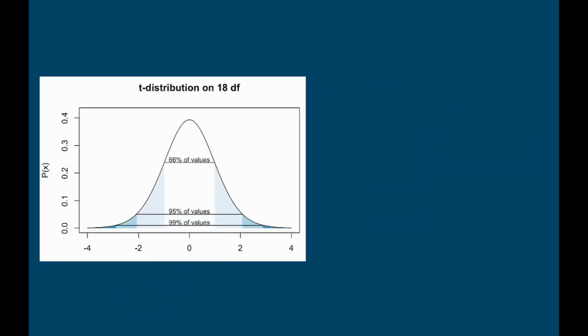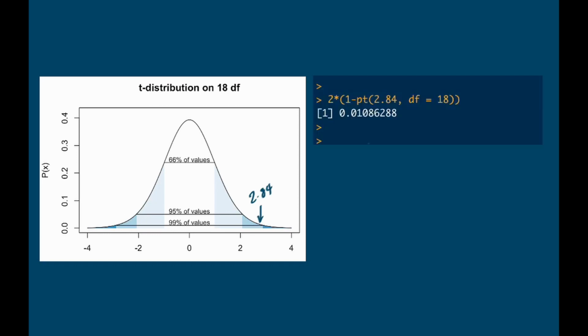Well, this is the t-distribution on 18 degrees of freedom, and I've plotted the areas under that curve where you'd expect to get 2/3 of all the values, where you'd expect to get 95% of all the values, and where you'd expect to get 99% of all the values. And we can draw in where our value of 2.84 would be, and you can see that our value of 2.84 is outside the part of the t-distribution where we would expect to find it 95% of the time. So that's telling us that we have a statistically significant difference between our means.